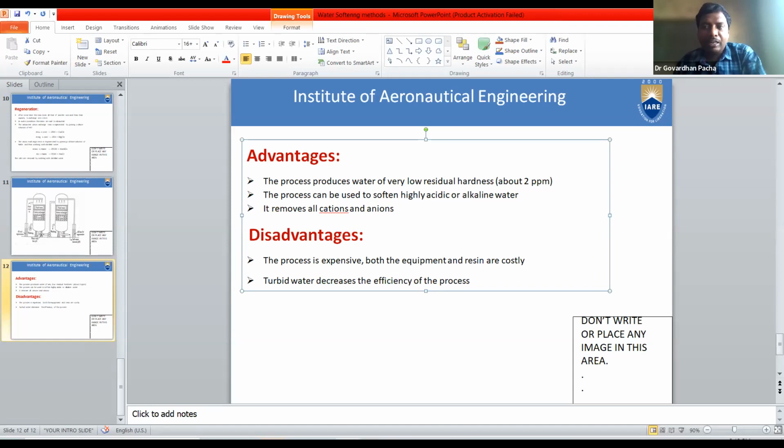If the water contains turbidity as an impurity, that cannot be removed by the ion exchange process, and it further decreases the efficiency of the process. It is applicable only to ionizable impurities, especially salts, because salts contain both cations and anions. It is not applicable to non-ionizable impurities like turbidity. So this is about the advantages and disadvantages of the ion exchange process.